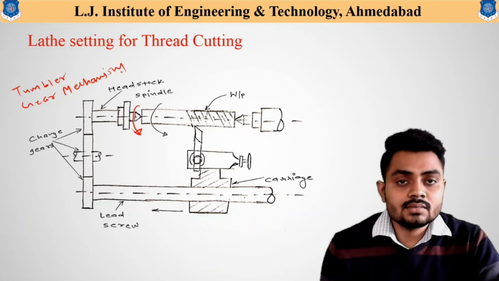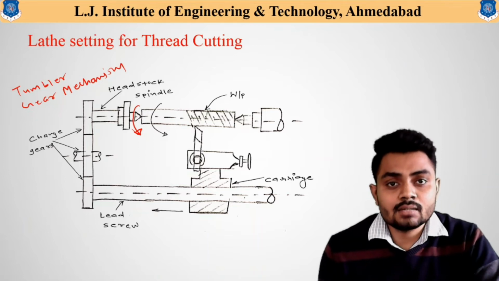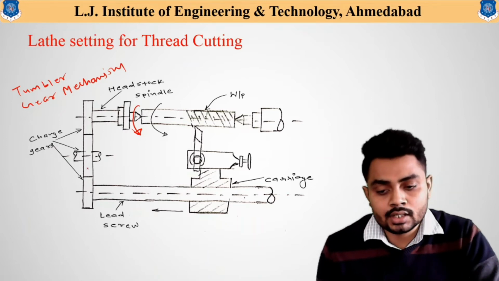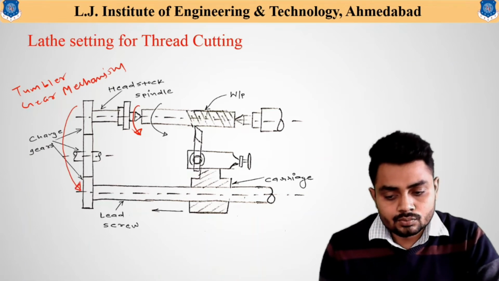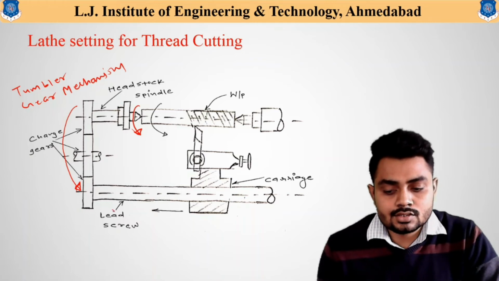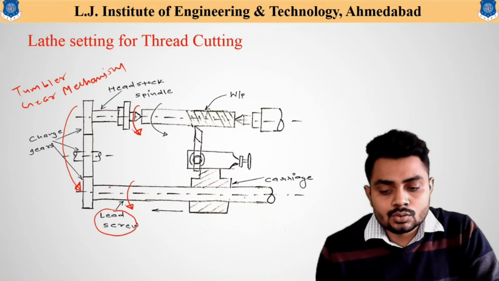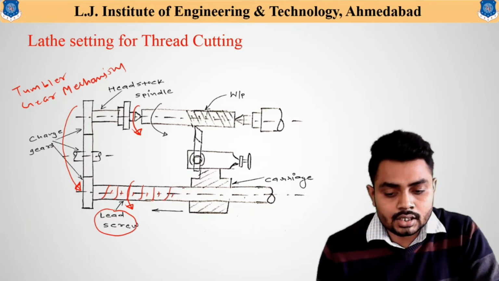The tumbler gear mechanism is available at the end of the headstock, and with the help of this tumbler gear mechanism the speed is transmitted from this headstock spindle to the lead screw which is connected at the bottom portion. So the speed is transmitted to the lead screw. With the rotation of the headstock spindle, this lead screw also starts rotating, and on this lead screw a certain amount of pitch is available.